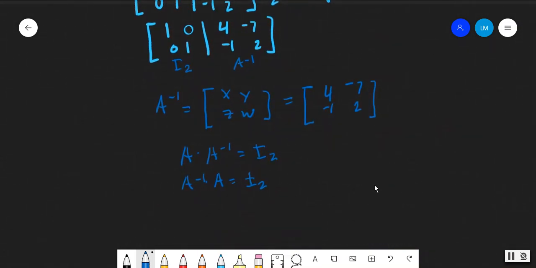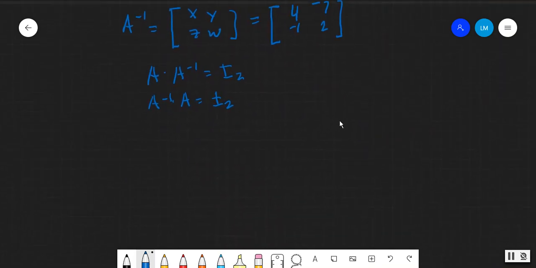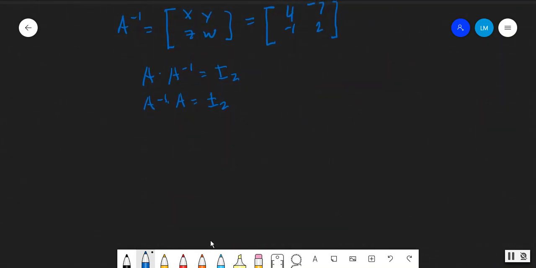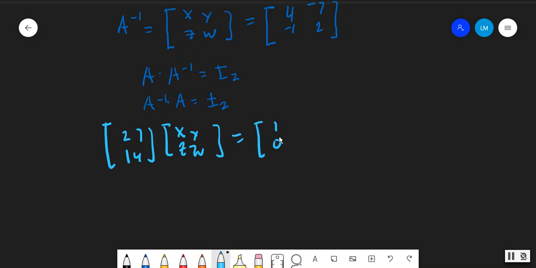Because if you would have, for instance, looked at the original question, you were taking a matrix 2, 7, 1, 4, multiplied by x, y, z, w equals 1, 0, 0, 1. Remember how I was saying that this created systems of equations? It creates the equation 2x plus 7z equals 1, then x plus 4z is equal to 0. Now that's basically one system.